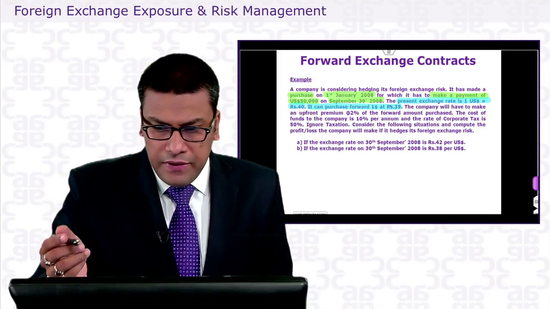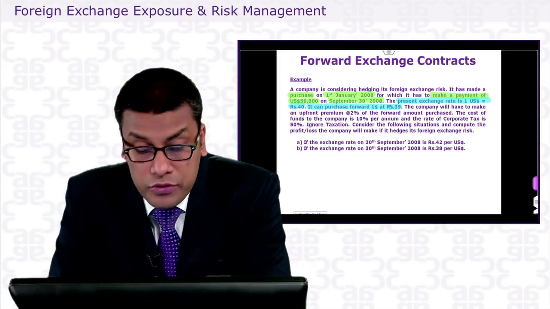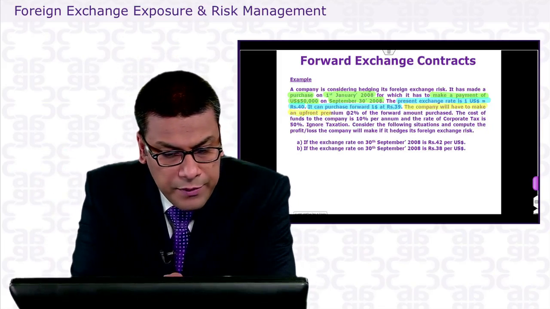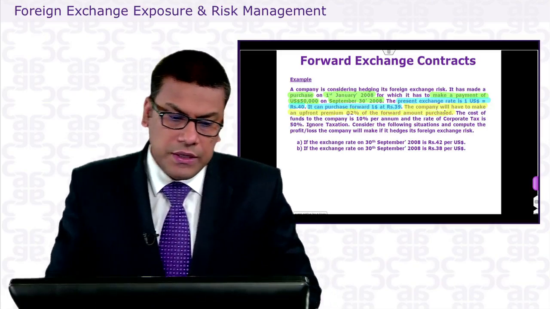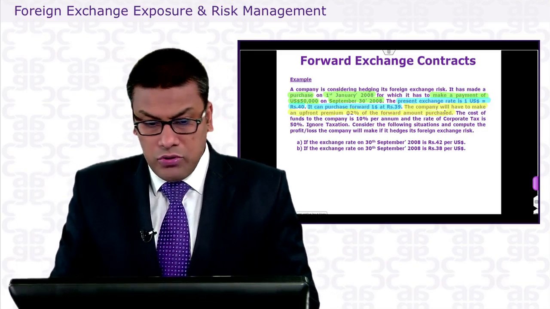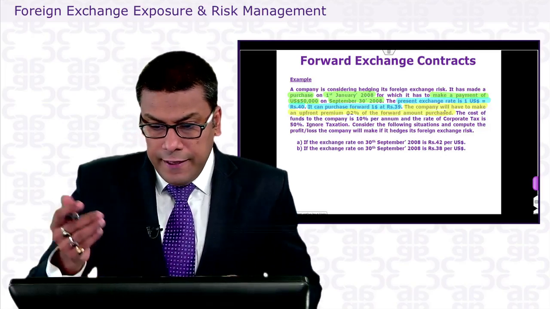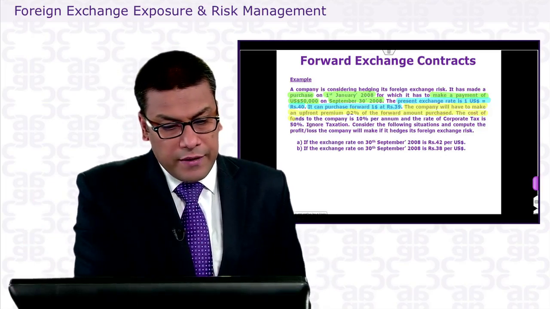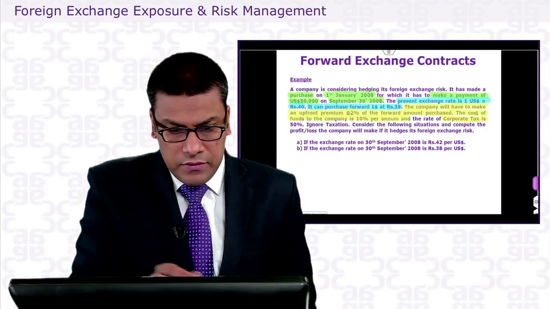Okay. The company will have to make an upfront premium of 2% of the forward amount purchased. So there is a term and condition which says that you are purchasing $50,000, and out of that $50,000 you have to pay 2%. So $1,000 has to be paid upfront, and the cost of such funding is 10% per annum. Okay. And the rate of corporate tax is given as 50%.